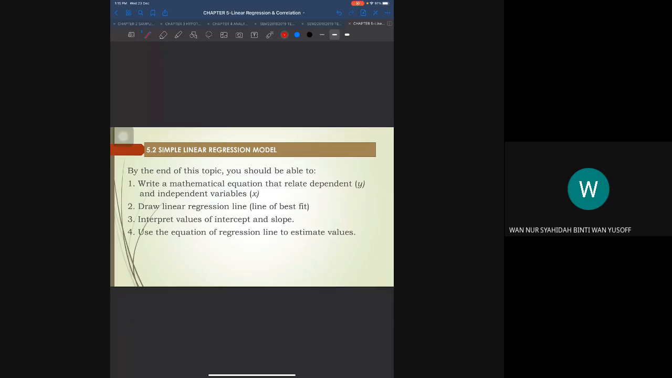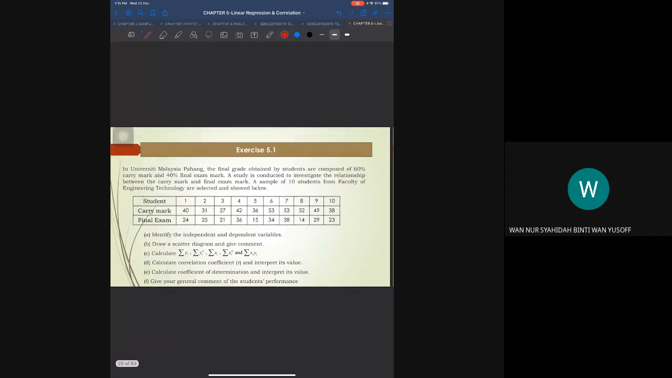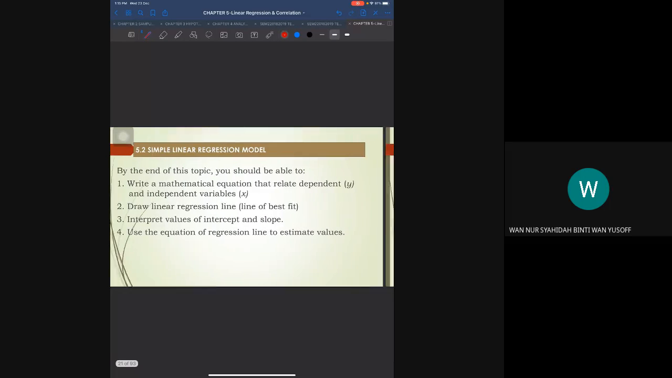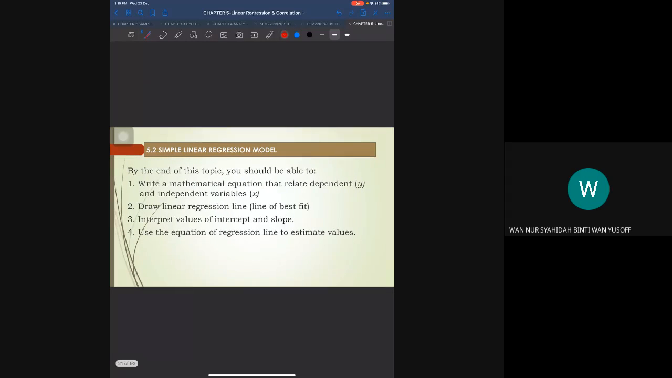Okay, so 5.2, it is about simple linear regression. The question of coefficient, the R value, the coefficient of determination, we discuss in the exercise later. How we interpret the value. So, simple linear regression model.